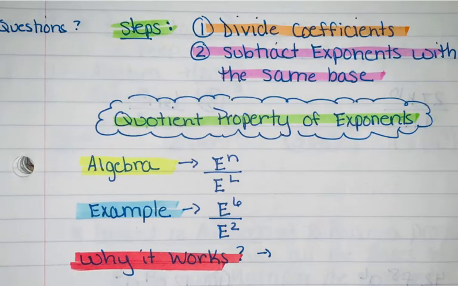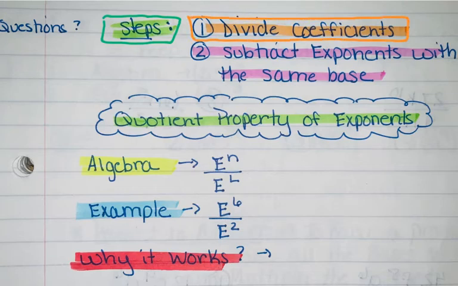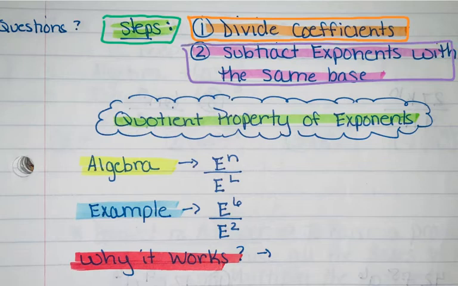Okay, our steps are very similar to the product rule, but instead of multiplying, we are dividing, because quotient means to divide. So we divide those coefficients, and then instead of adding, we are going to subtract exponents with like bases. That's the difference between the product and the quotient: product means to multiply, quotient means to divide.